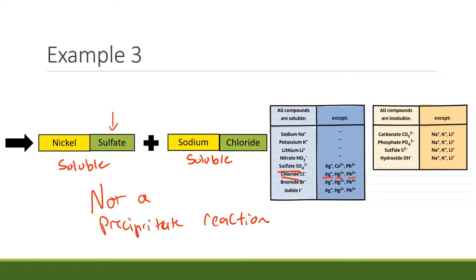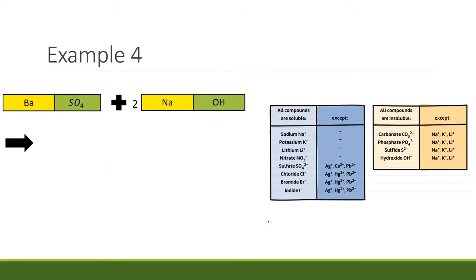Let's look at example 4. Oh, and some of you might be saying, well, what if I get this in the test? You just write down it's not a precipitate. You just write down it's soluble. Both products are soluble, so it's not a precipitate reaction. Done. Just write it down. If it asks what the precipitate is, you say there isn't one. Easy.